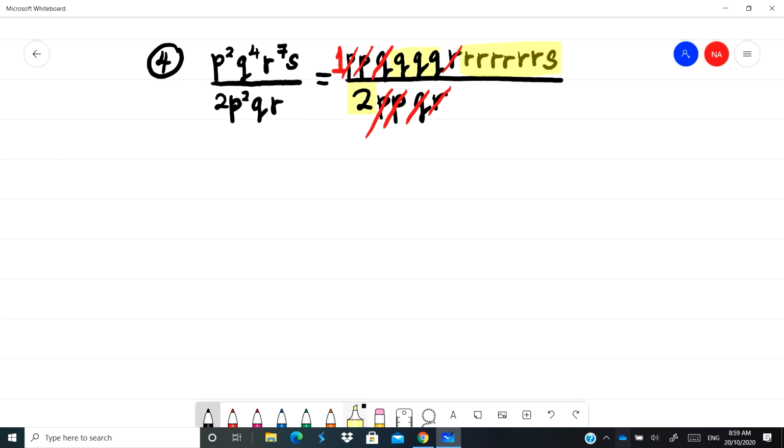Alright. So now I'm gonna write, so Q ada 3 kali, so Q kuasa 3, R ada 6 kali from this. So R to the power of 6 and then S, over, tengok dekat bawah ada 2, so 2. Biar gitulah, tak apa. Tak ada masalah.